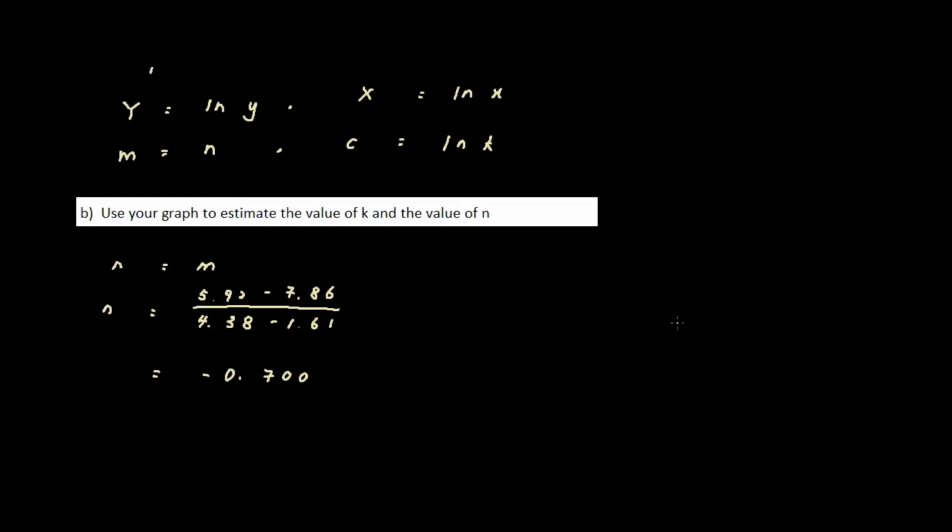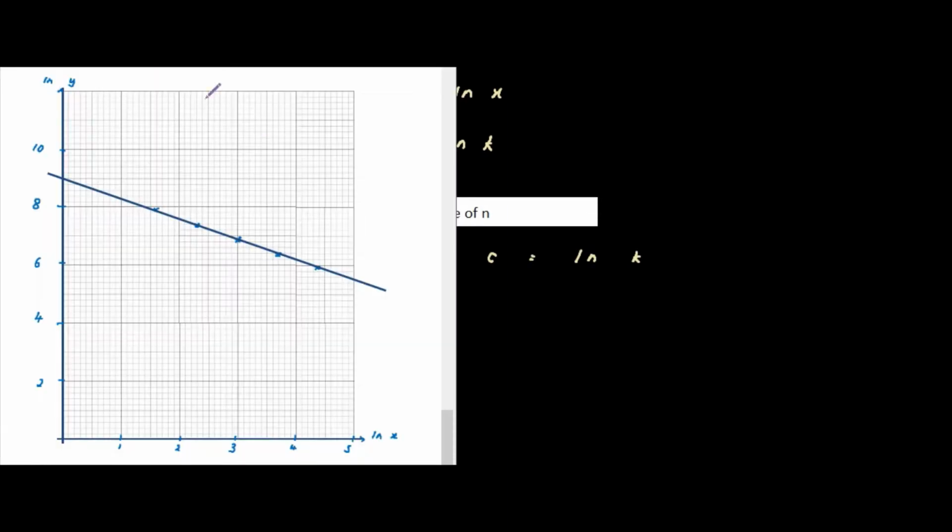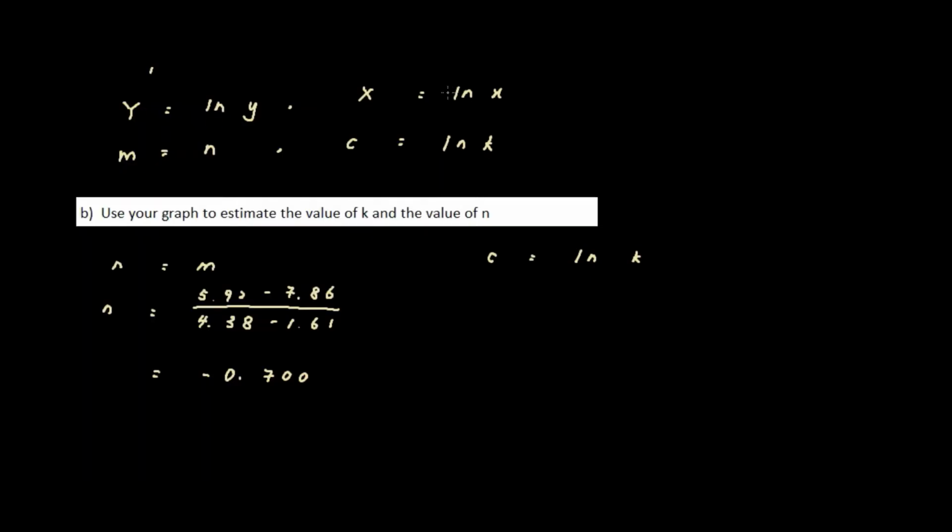Okay, so now let's continue with the value of k. We know that the y-intercept will equal the natural log of k. Since we want to find k, we need to know the y-intercept. So let's check the graph that we have drawn just now. What is the y-intercept here? It's roughly at 9. So we can substitute c as 9. So 9 equals the natural log of k.